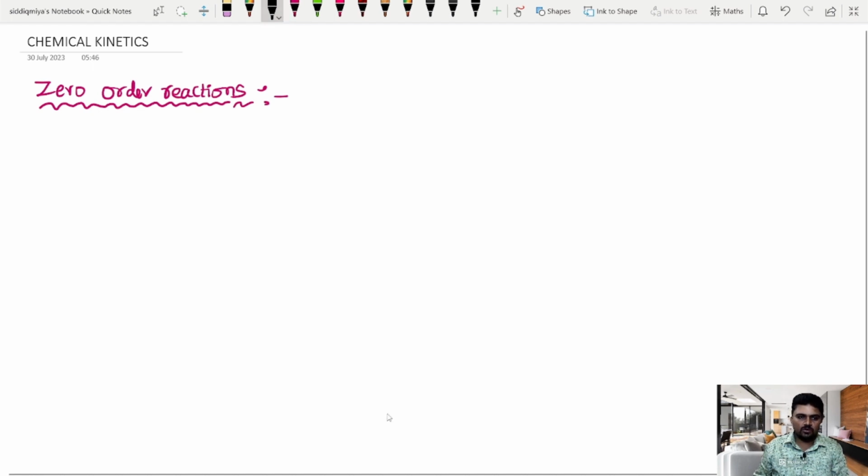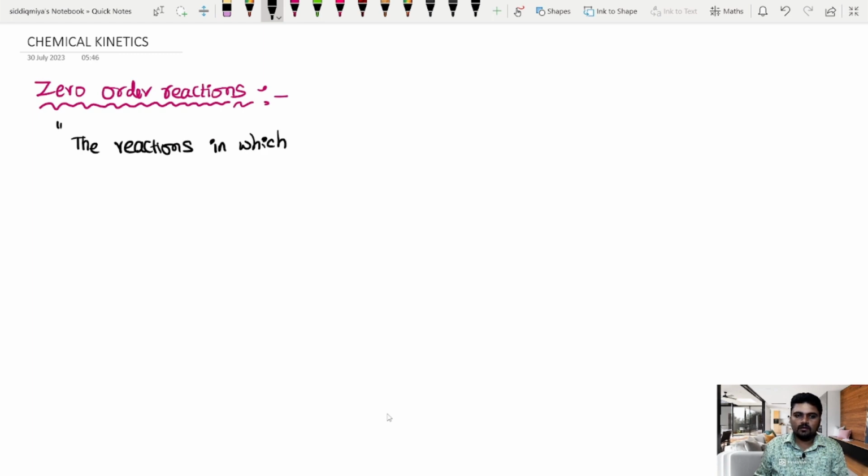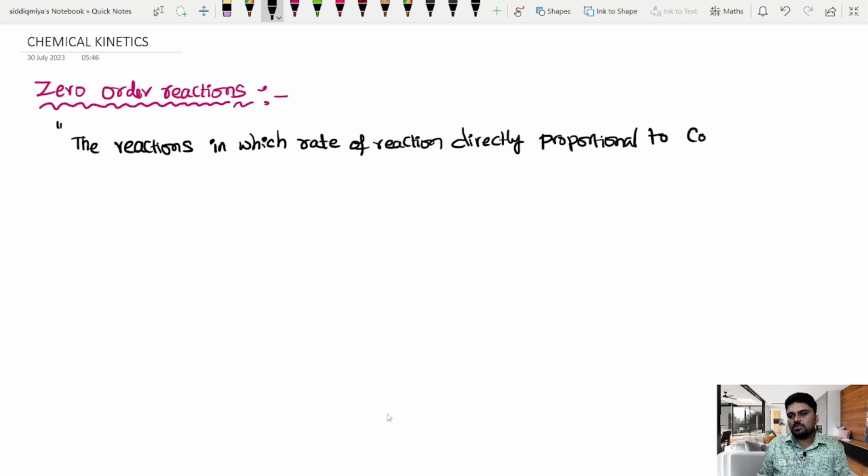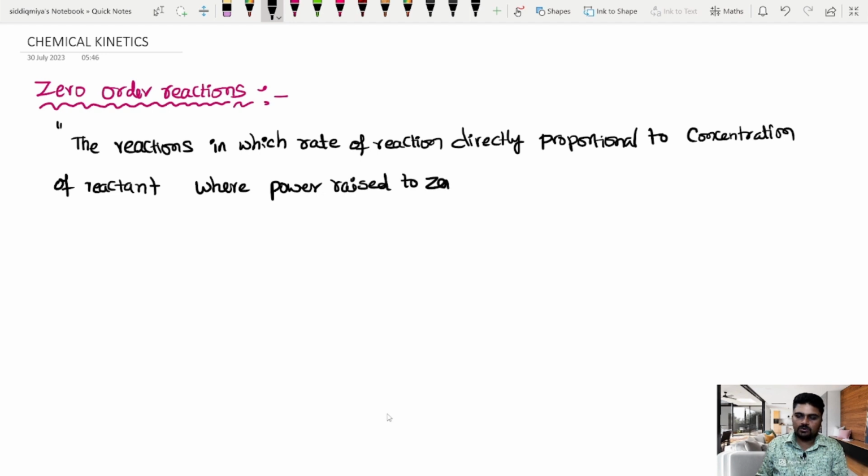So zero order reactions, now how to define. The reactions in which the rate of reaction is directly proportional to the concentration of reactant where power is raised to zero. Okay, so let us say reactants are converting into products.